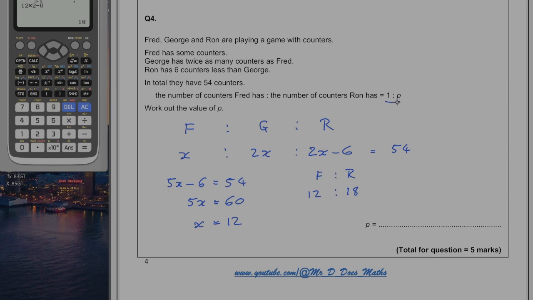And we wanted it in the form of 1 to P. So if I divide both sides by 12, that would give me 1 to 18 divided by 12, which is going to be 1.5. So P is 1.5.